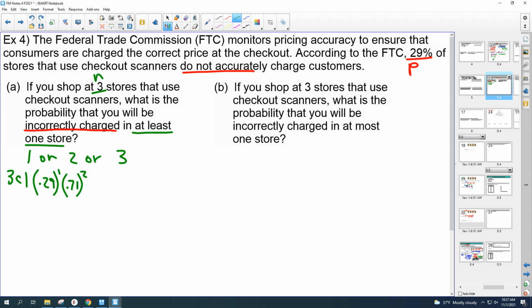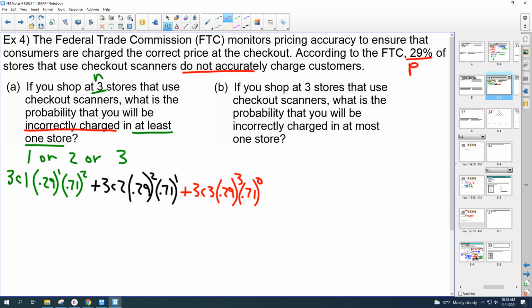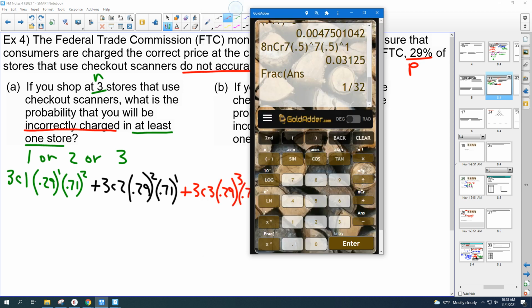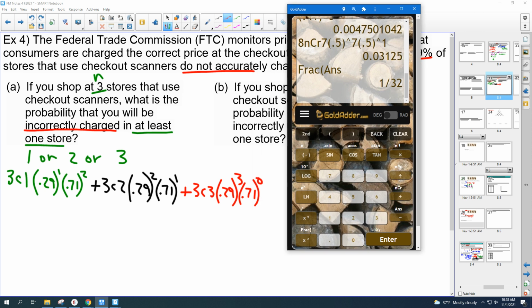And so what the 3 choose 1 does is it just shuffles up. Do we want the first one to be inaccurate, or the middle one, or the third one? Or means plus. And now we're going to go with 2. So 3 choose 2 of them to be inaccurate. That means 2 of them are going to be 0.29s, and 1 of them is going to be 0.71. Or means plus. 3 of them, 3 choose 3, and that means 3 of them are 0.29s, and 0 of them are 0.71s. So I'm not totally sure if we can type all this in at once. You can try it if you want to, or you can split it if you want to.